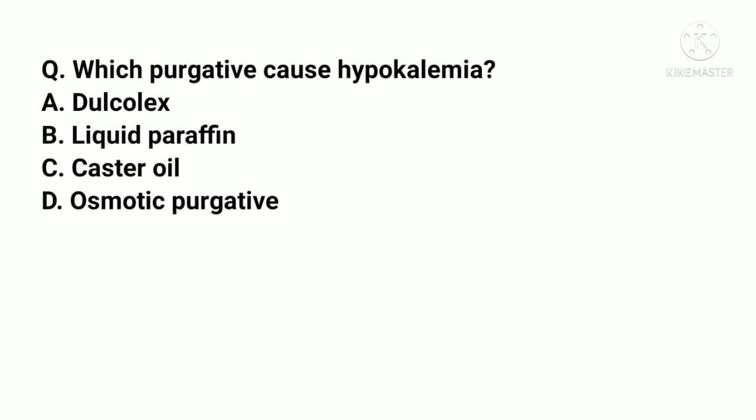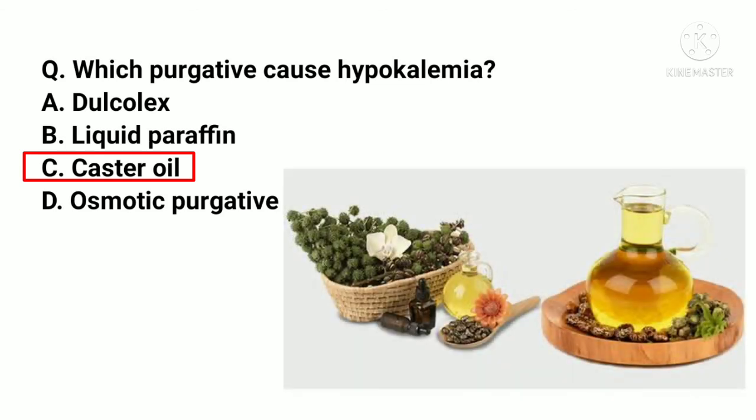Which purgative causes hypokalemia? A. Dulcolax, B. Liquid paraffin, C. Castor oil, D. Osmotic pressure. And the correct answer is C. Castor oil. Castor oil increases bowel movements, so it inhibits absorption of water, sodium and potassium from the GI tract.